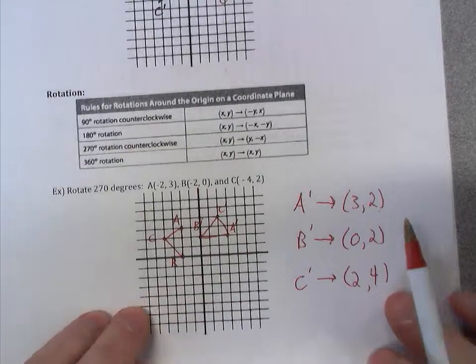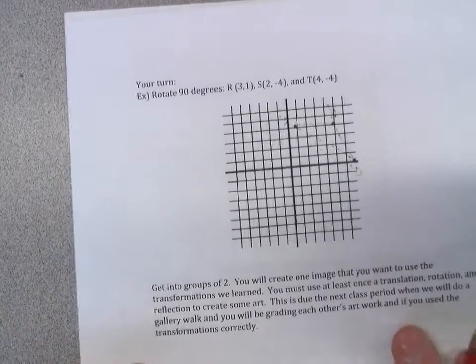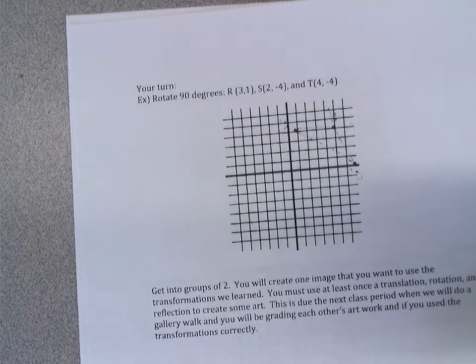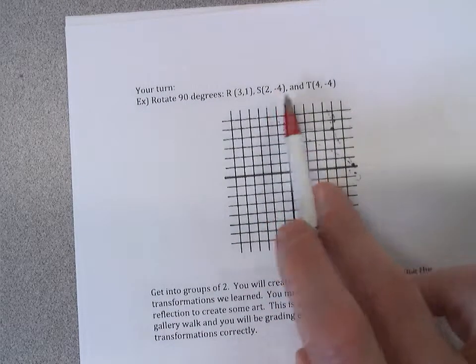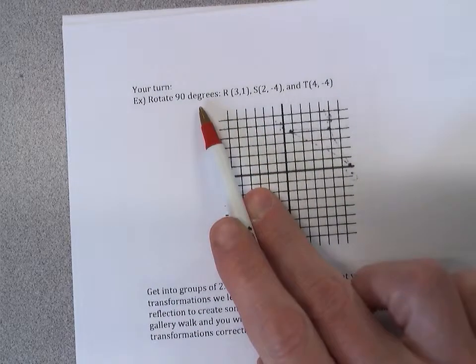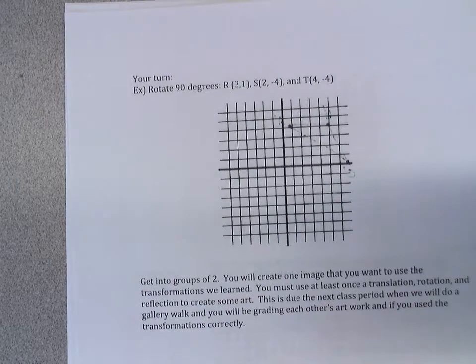Okay? All right. So now I want you to try one on your own. It's your turn. I want you to rotate this image, RST, 90 degrees. And then when you're done with that, come back.